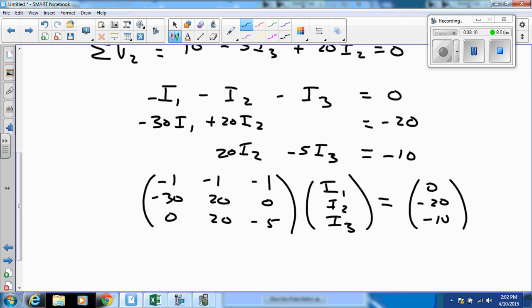It could be 3 by 3. It'd be 3 by 3, and then 3 by 1. Remember that it's row, column. Oh, that's good. It just took me about 30 seconds to enter the whole thing.